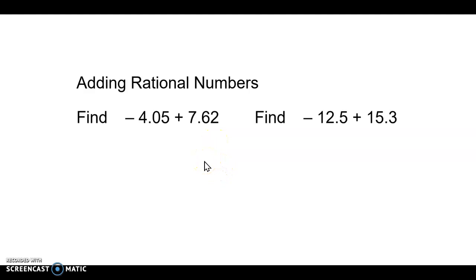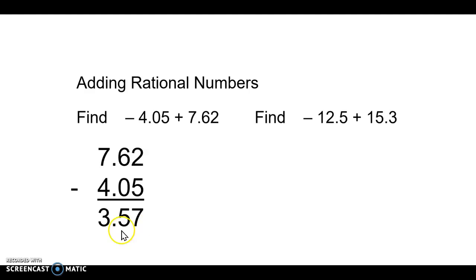Now I like to stack my numbers. So if I rewrote this 7.62 and negative 4.05, you notice how if you only see one negative, it looks like a subtraction problem. So that makes it kind of easy. So when I subtract this, I end up with 3.57. So you had to do some borrowing and stuff like that. And since there are more positives, it is positive.